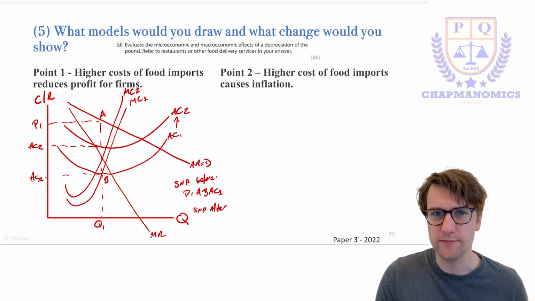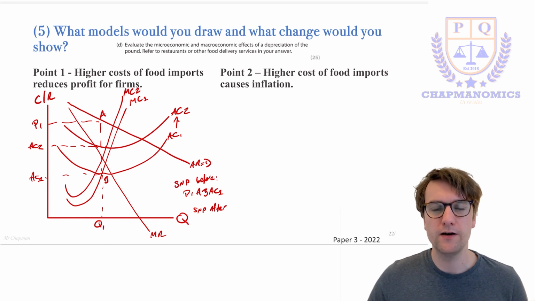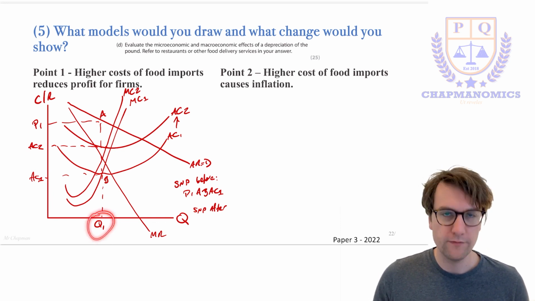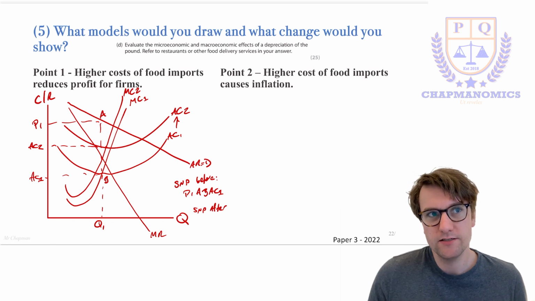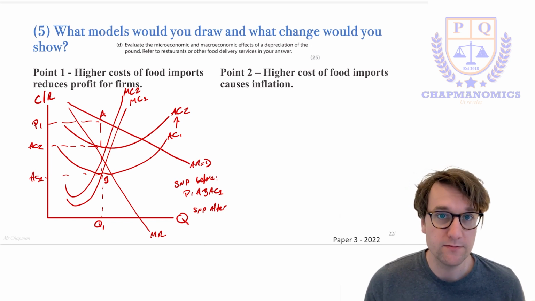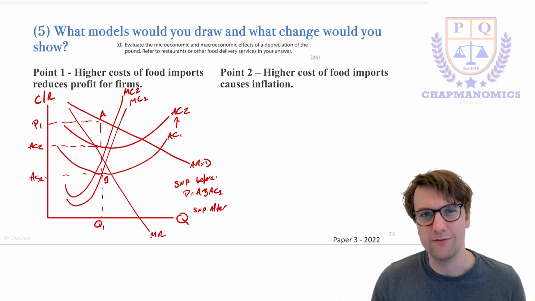We don't need to worry too much about this, but what we could suggest is that the firm was profit maximizing at this point of Q1, and after the change, they simply choose to profit satisfice, which is where they effectively say, this is enough profit for us to make.